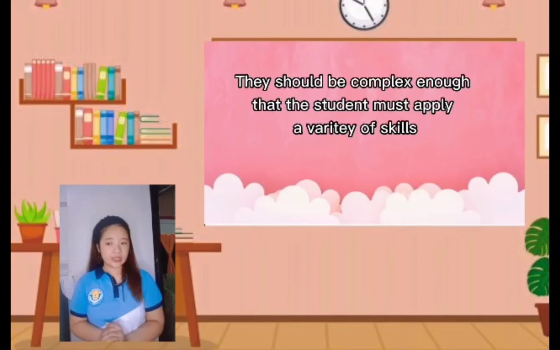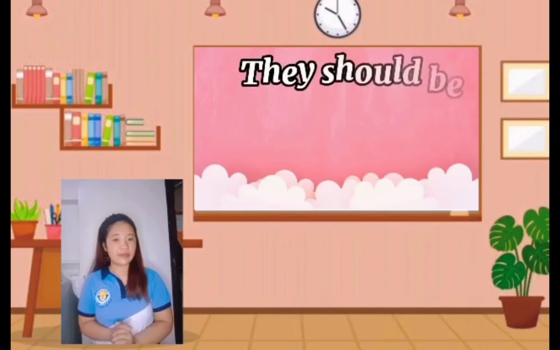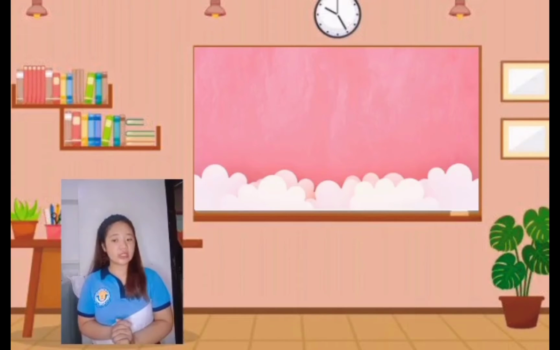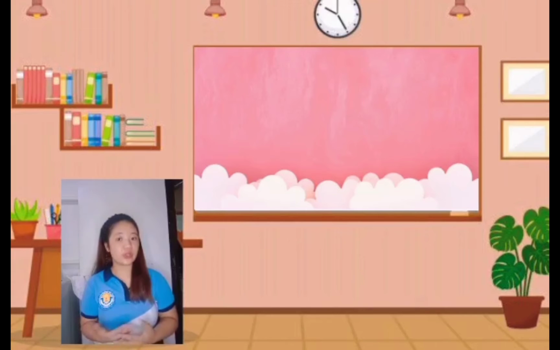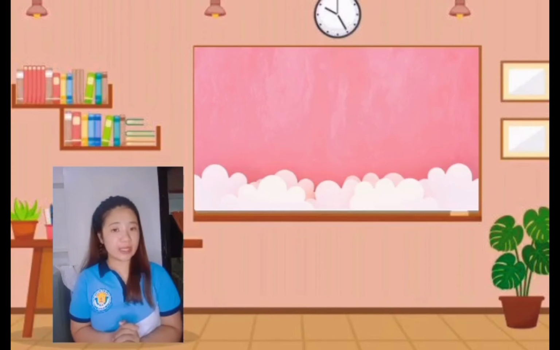The fourth characteristic is, they should be complex enough that the student must apply a variety of skills and information-seeking methods in order to reach the solution. And the fifth characteristic is, they should be iterative, in that the student should have feedback available and should be able to try different approaches as they search for solutions. In addition, there should be ways to refine and improve their approach, looking not just for a right answer, but for optimal approaches and best practices.